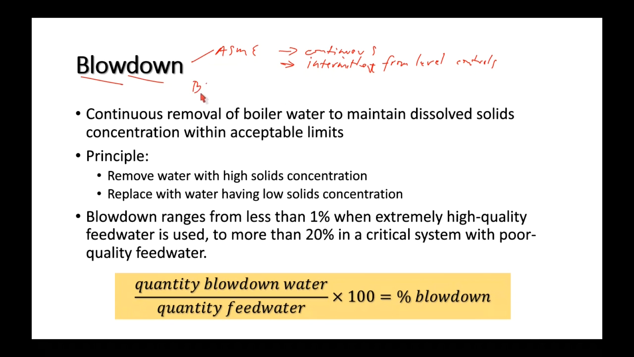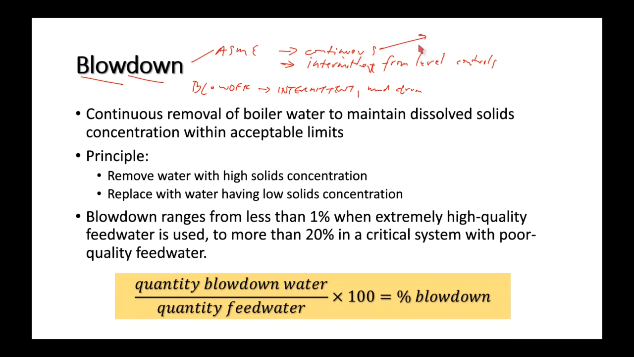Now, blow off is intermittent, and it's from the mud drum, or base of the fire tube boiler shell, that type of thing. And they have two different purposes.